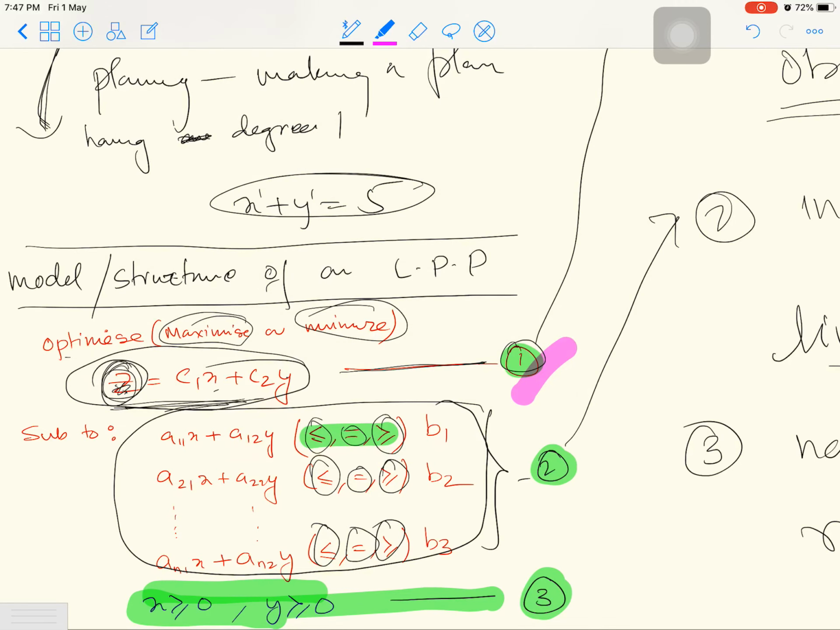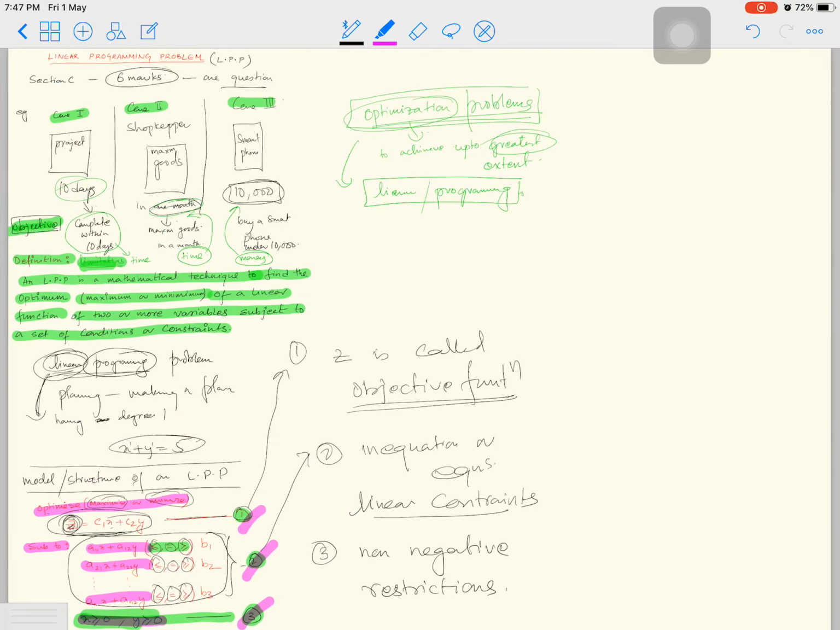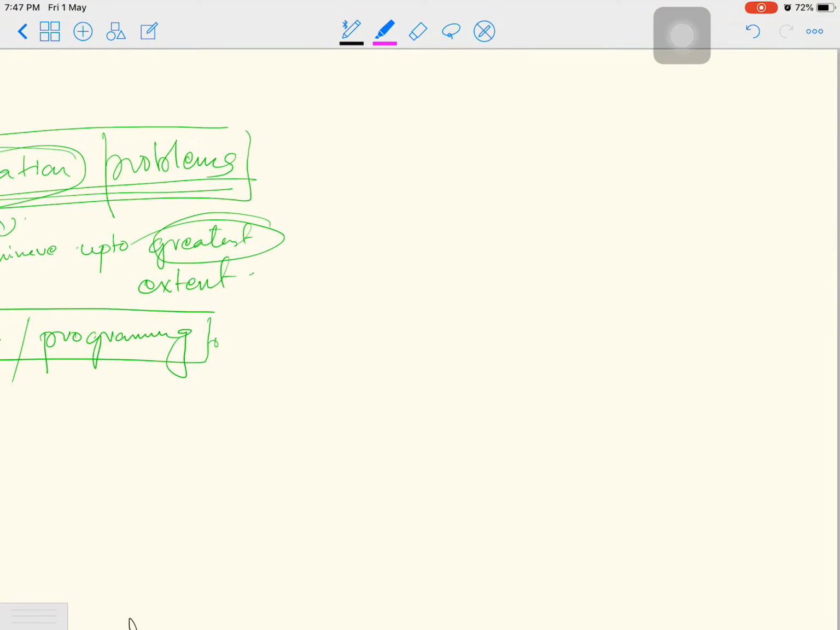That's the objective function, the linear constraints, and the non-negative restriction. So every time you get a sum based on linear inequation, you need to convert it into three parts. You need to find first of all the objective function, then you need to make all those constraints that you have, and finally you need to decide the non-negative restriction. Okay, so that is how the structure, or a model, of an LPP would look like.